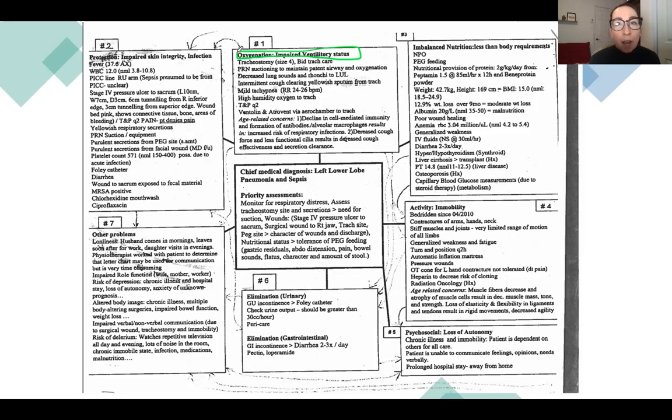So below that, you have a variety of data that supports that oxygenation is impaired. So for example, you have the patient having a tracheostomy, requiring PRN suctioning, decreased lung sounds, mild tachypnea, respiratory rate 24 to 26. So these are all clusters, right? A list of data that supports the choice of this health issue or health problem, which is impaired ventilatory status. Okay.